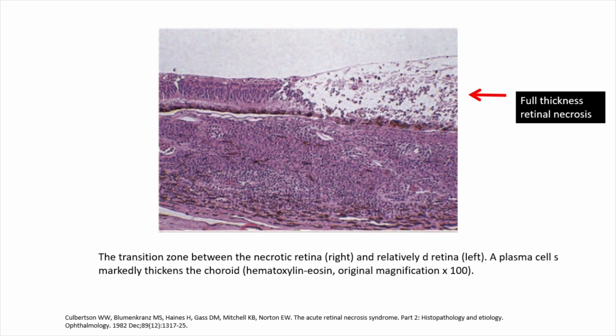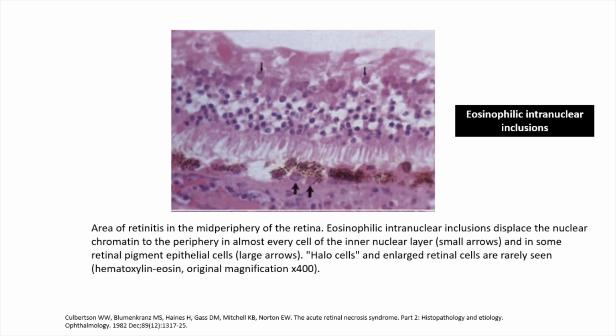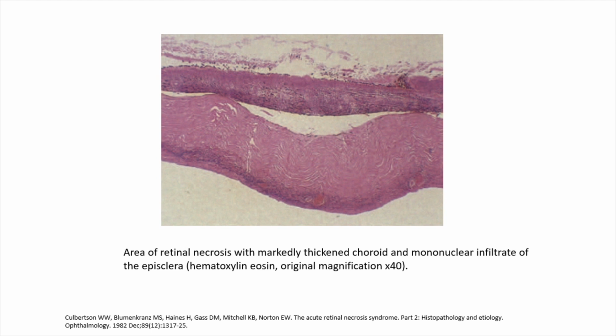And here is the full thickness retinal necrosis with a sharp demarcation line between necrotic and non-necrotic, normal retina. And there is a diffuse infiltration of lymphocytes in the choroid. This slide shows eosinophilic intranuclear inclusions seen on the section of the retina. And there is a total necrosis of the retina with inflammation in the choroid as well as the overlying sclera.